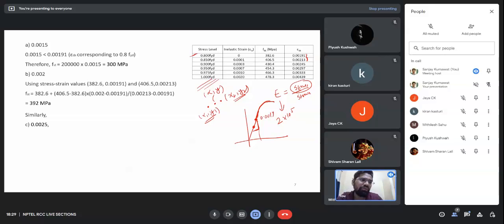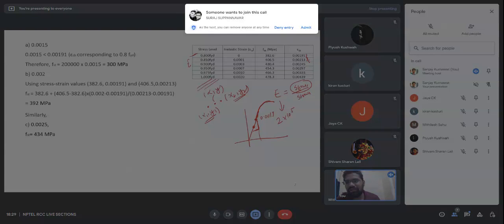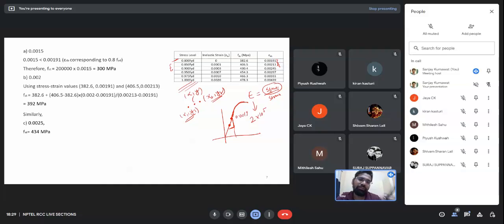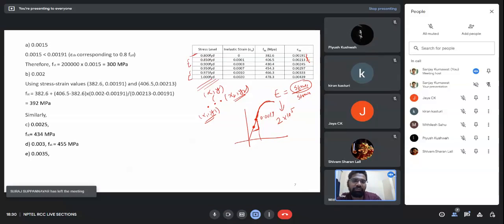Similarly, for 0.0025, it lies between these two. So again we can do the linear interpolation and find the value. I have not calculated it again and again and shown it in the formula, but I'm pretty sure it is basic mathematics. The purpose of this problem was only to clear up your concepts of the stress strain graph of steel. Now the third one being 0.003, again it lies in the non-linear zone. The fourth one is 0.0035, again it lies between these 2 points, so again we need to do the linear interpolation.